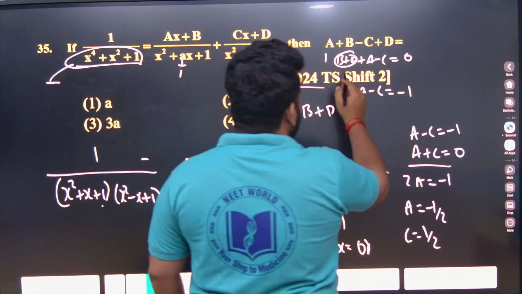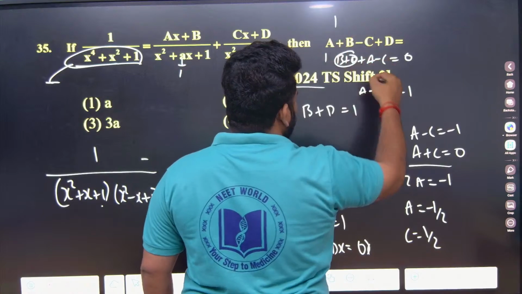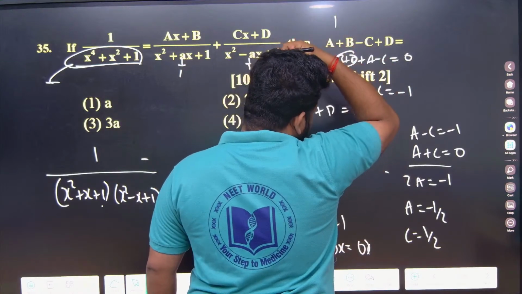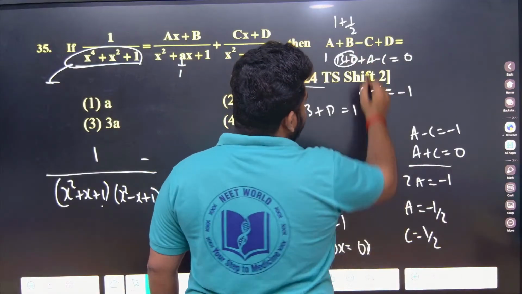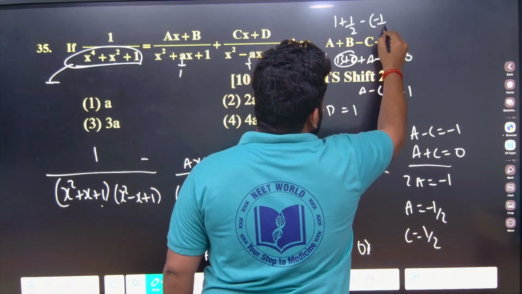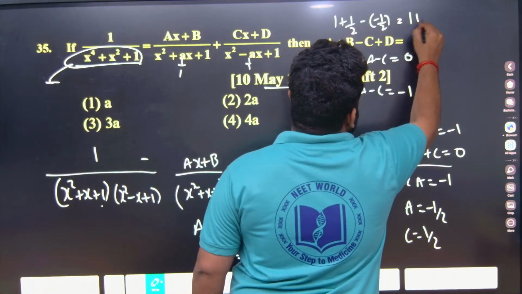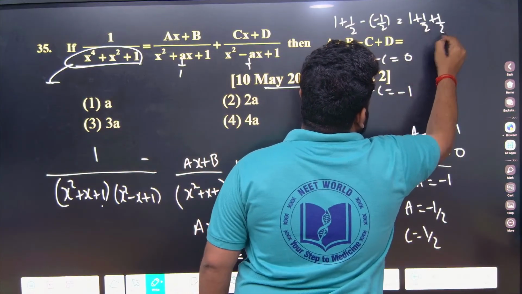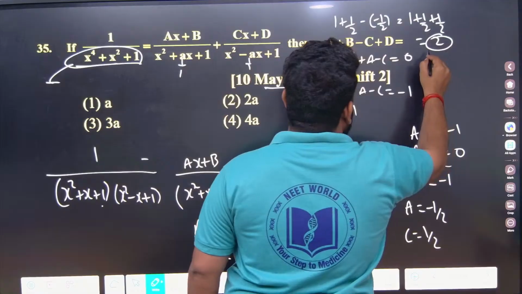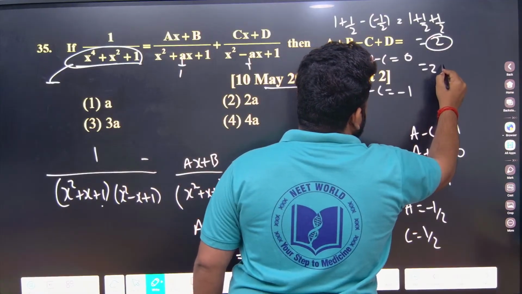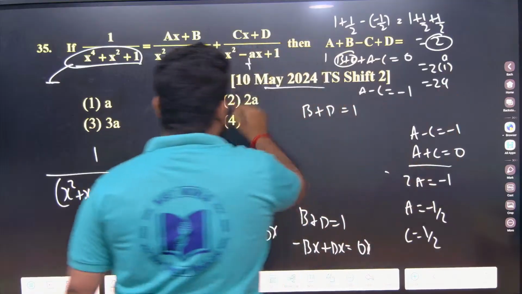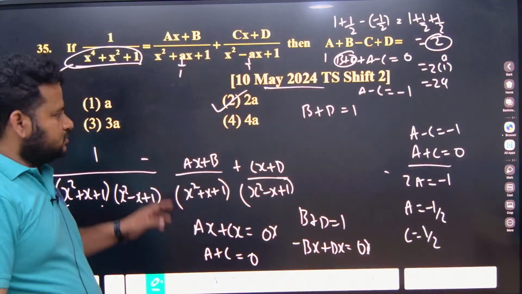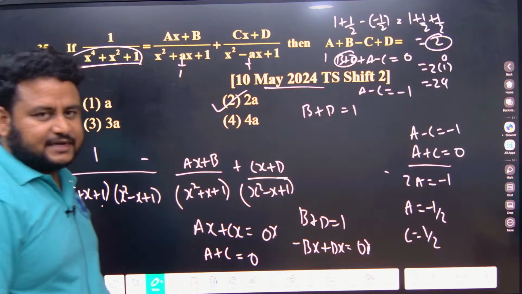So I got b plus d is equal to 1. And a is 1 by 2, c is minus of minus 1 by 2. So this will be equal to 1 plus 1 by 2 plus 1 by 2. That is nothing but equal to 2. So 2 means it is nothing but 2 into 1, so 1 is a. So 2a. So the answer is the second option. Second option is the right answer.